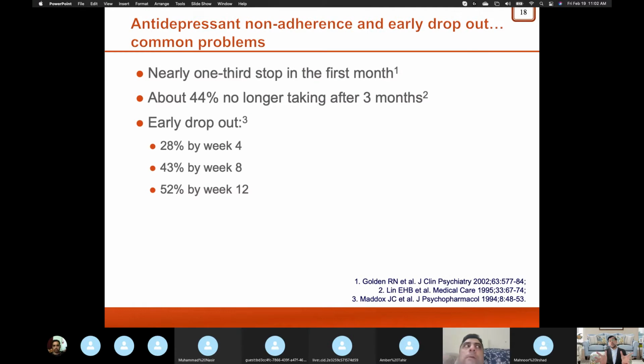Nearly 1/3 stop the treatment in the first month. Majority of my patients, if I prescribe them an antidepressant and they start taking it and develop a side effect, will go away. They will never come back. And this is tricky. About 44% no longer take the treatment after 3 months. Either they are okay, so they stop the treatment, or they are not okay and they are developing the side effects and they stop the treatment. And the early dropout: 28% by week 4, 43% by week 8, and 52% by week 12.